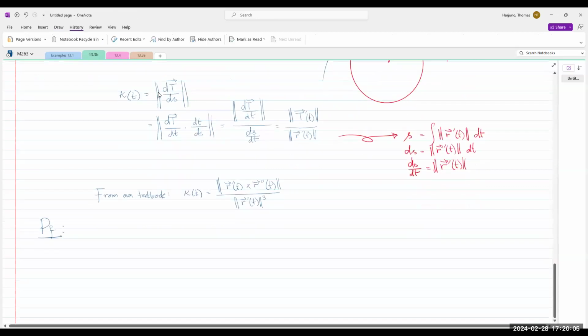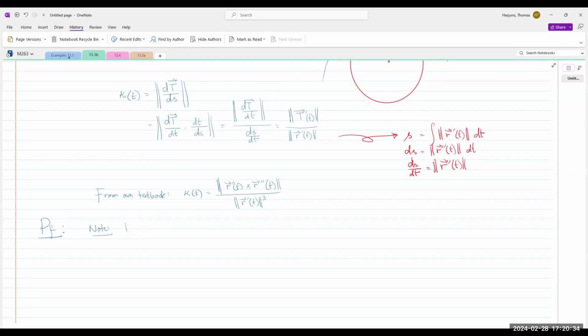Before I really work on that formula, I want to make a statement first. Note that if you have a vector function, call that r(t). No, I don't want to use r(t). I want to use another vector function. Oh, you know what? Let's just do it this way.